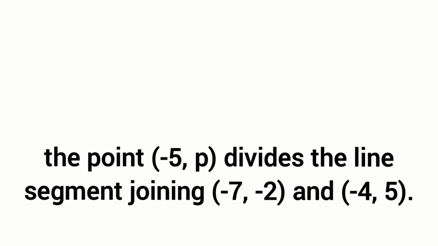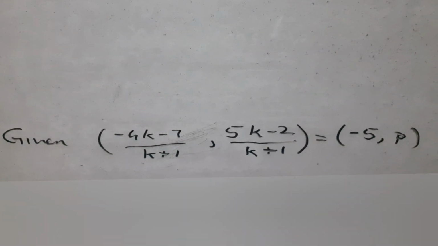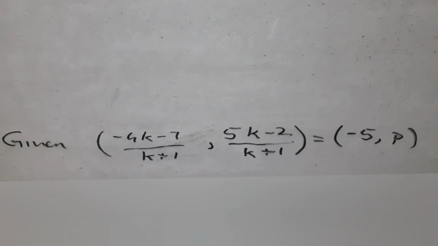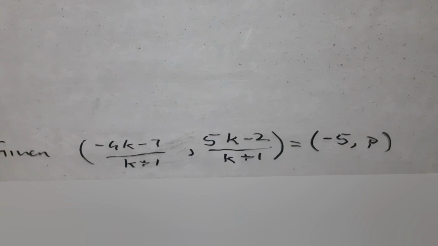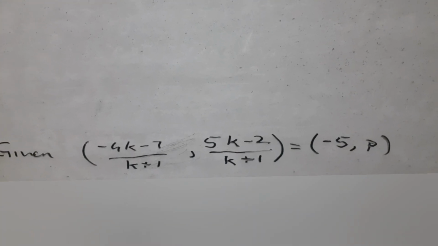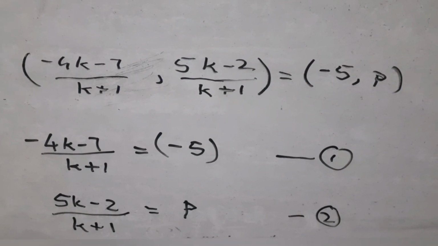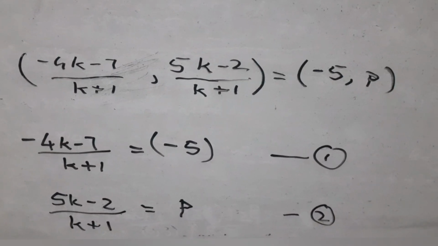It is given that (-5, p) is the point of division. So equating the x coordinates, we get (-4k - 7)/(k + 1) = -5. Similarly, we can equate the y coordinates also.